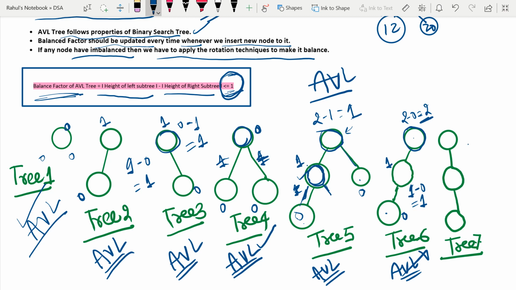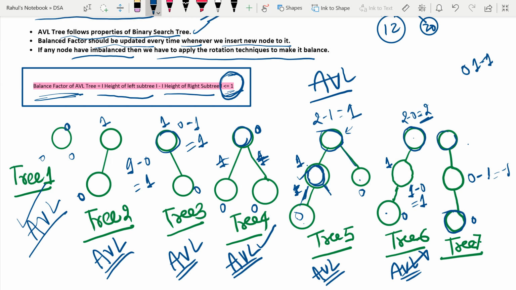Similarly, if you observe tree number 7, this is a leaf node, and this leaf node has a balance factor of 0, because all leaf nodes have a balance factor of 0. If you observe this node, the height of left subtree is 0, minus the height of right subtree, that is 1, and 0 minus 1 gives minus 1. So no problem, your balance factor should be either 0, 1 or minus 1, nothing else than that. Up till there, it is following the property of AVL.